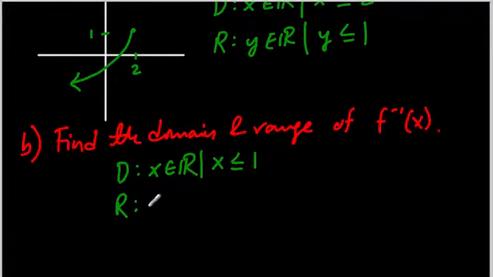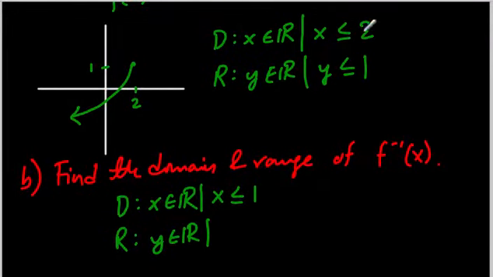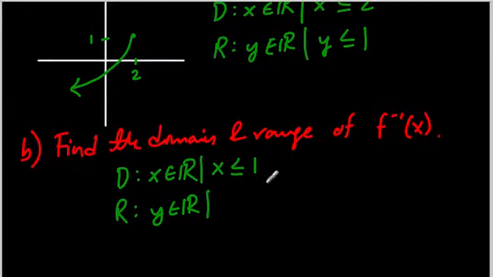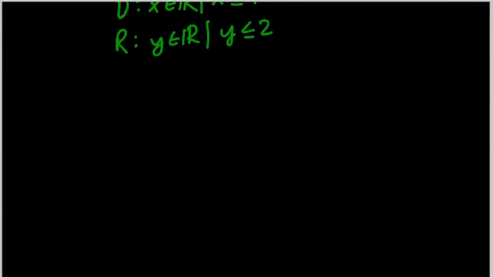And the range is y an element of the reals. If I scroll a little further up, I can see that since x is less than or equal to 2, this will be y is less than or equal to 2. And I'm done with this question. Now part C is the question that I really want to focus on. C is: find f inverse of x.